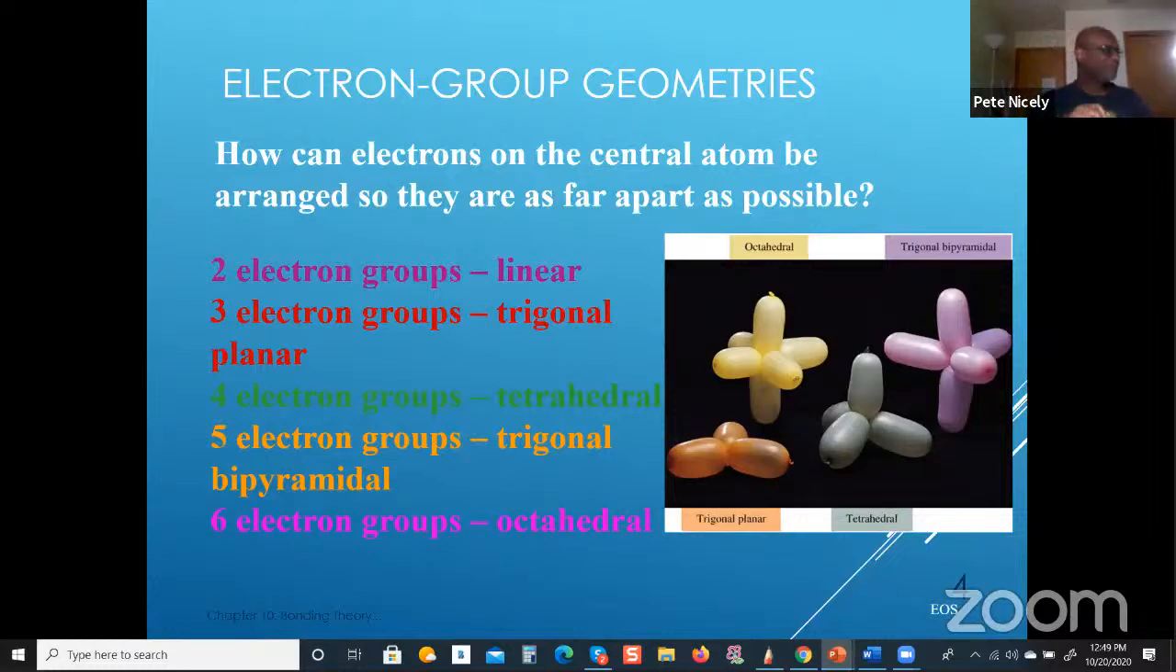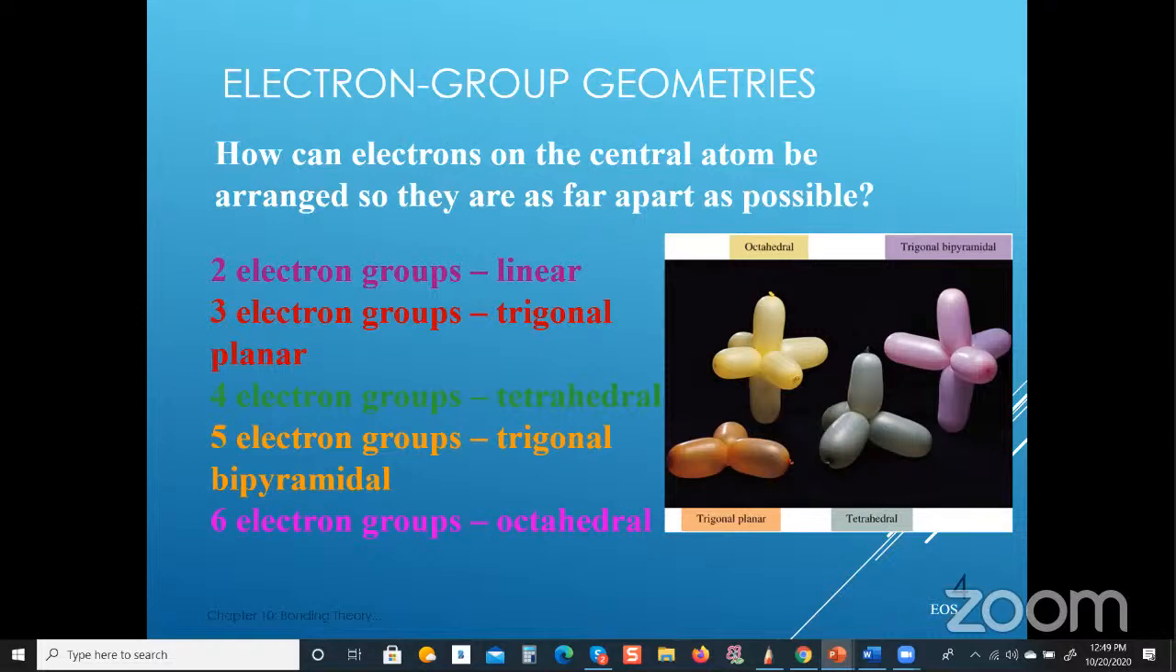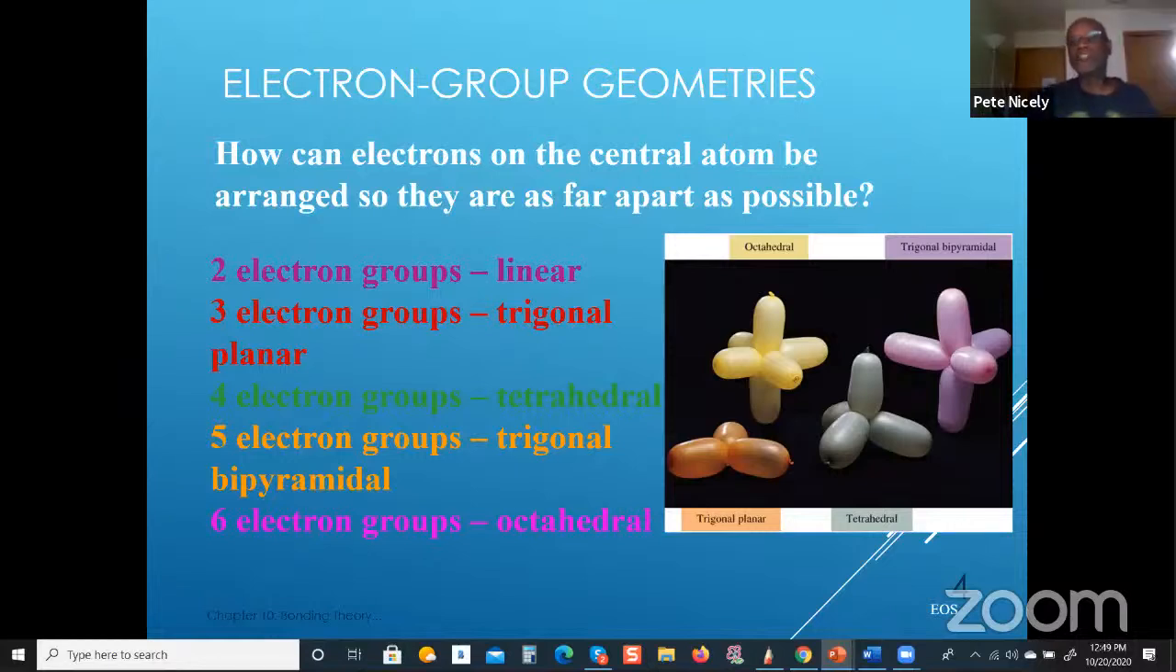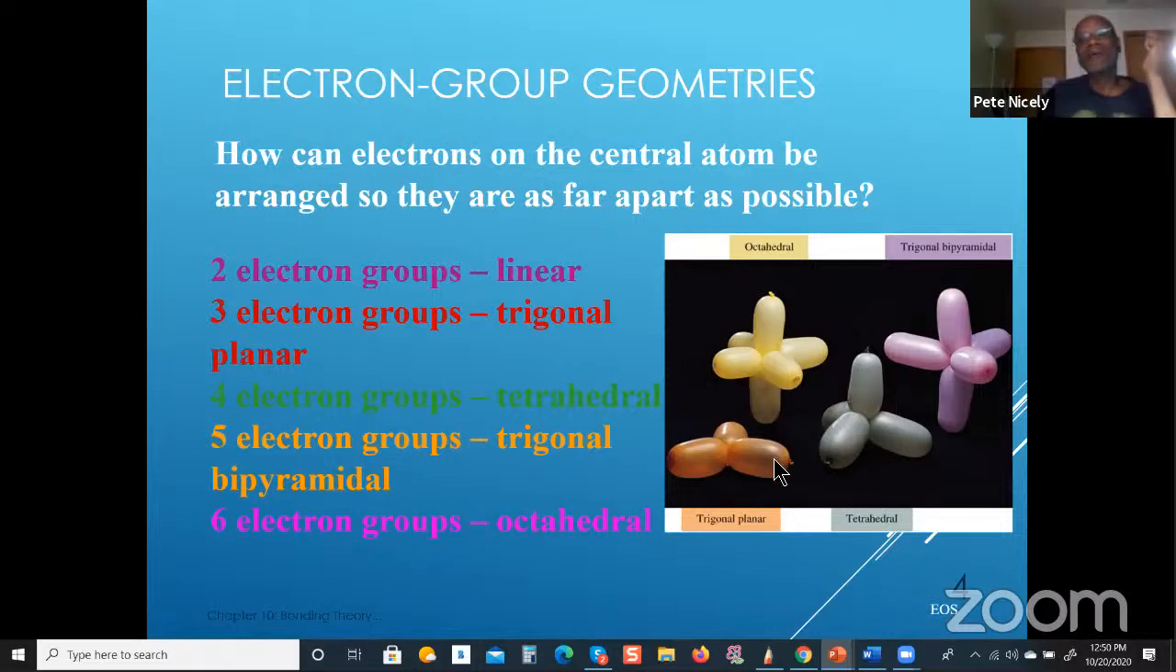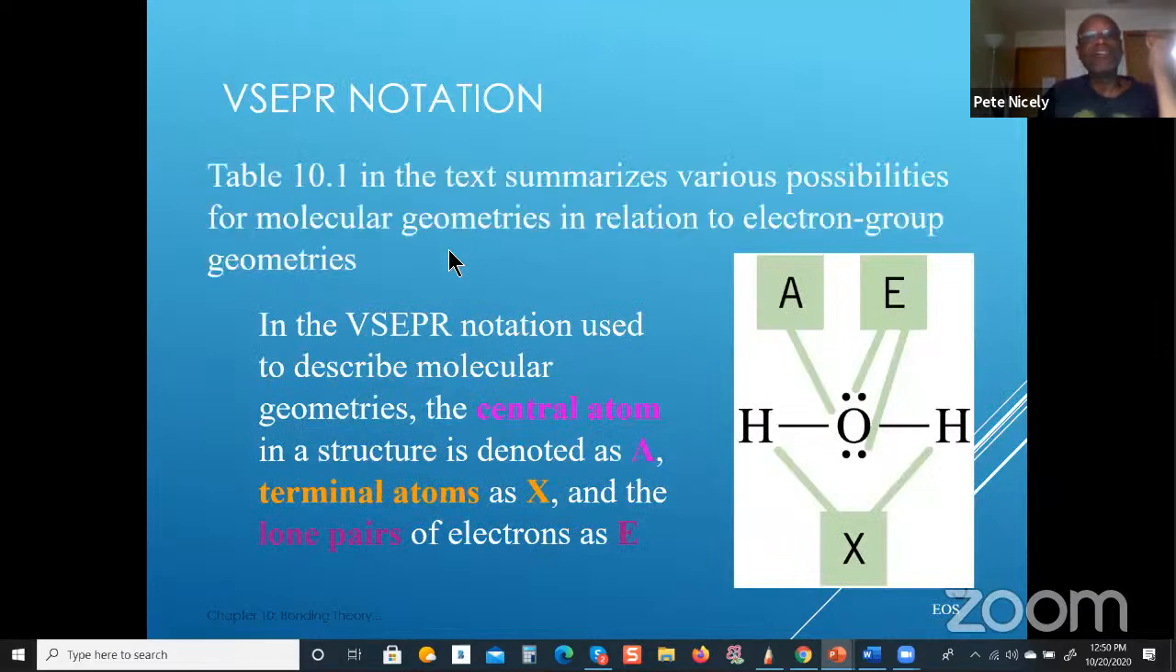Is there a question? Would H2O be trigonal planar? No. H2O would be bent. We're going to get into that. But in terms of the electron group geometry, H2O would be tetrahedral. All right, we're going to get into that. It has to do with the number of bonds and number of lone pairs of electrons around the central atom.